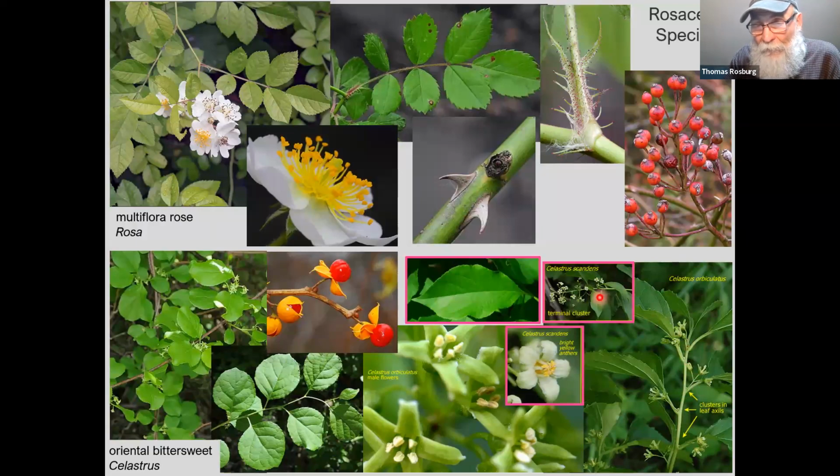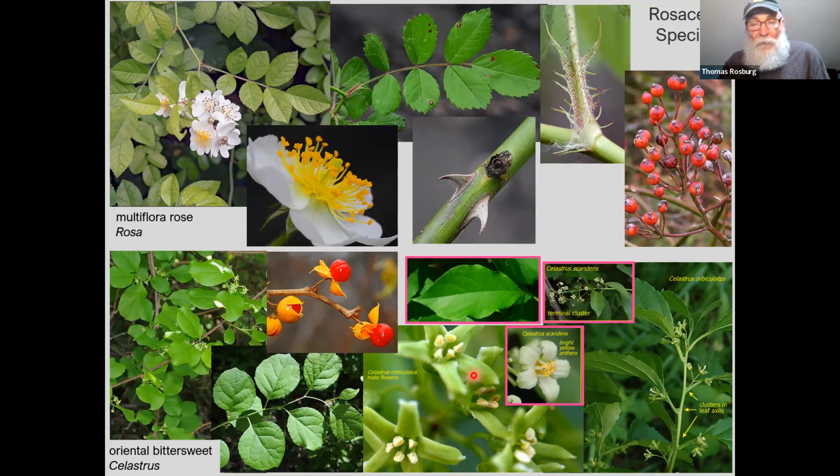On scandens, the native one, the flowers are all more compactly clustered together out at the end of the branch, at the end of the twig. Looks like there might be one cluster here in the axil of the leaf, but most of them are out here without any leaves. There aren't any leaves associated with these.